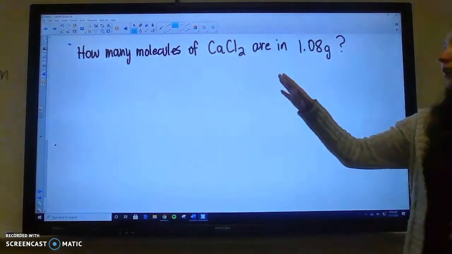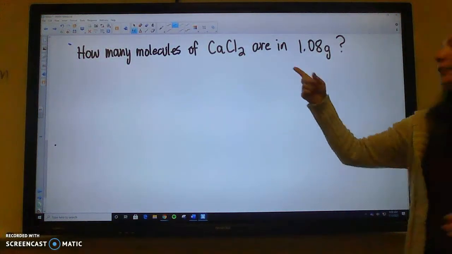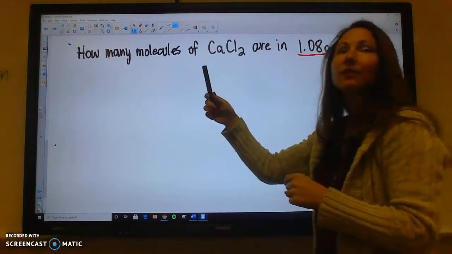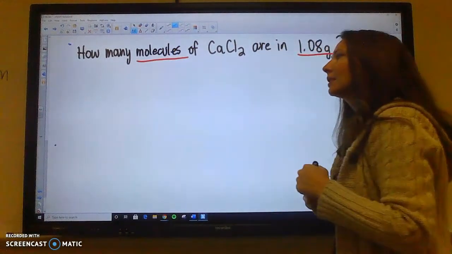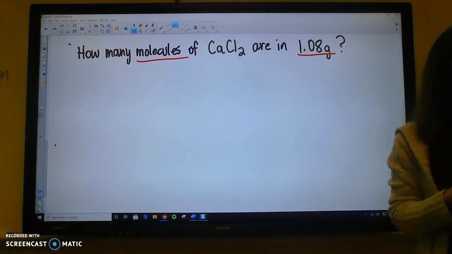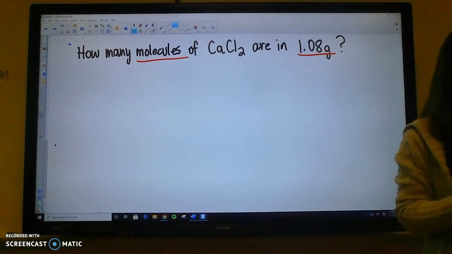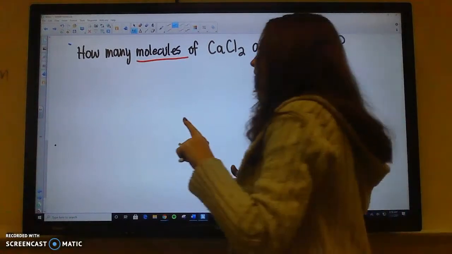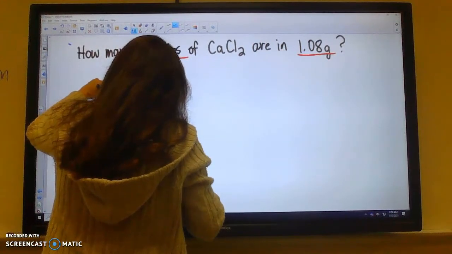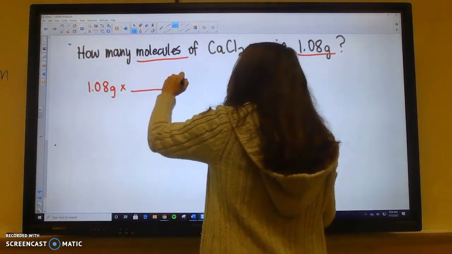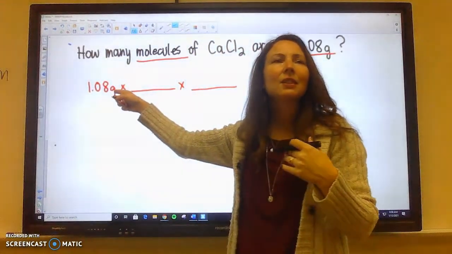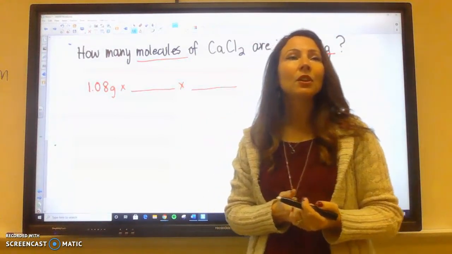So here's one more example. This one is going to give us 1.08 grams, which is the mass, and we're going to have to solve for the number of molecules. So do you see moles anywhere in this problem? No. Therefore, it is going to involve 2 conversions, not just 1. So the first conversion, let's go ahead and write down what's given, 1.08 grams. The first conversion is going to involve the unit of atoms, or excuse me, the unit of grams. So grams tells us that we're going to need to use what?